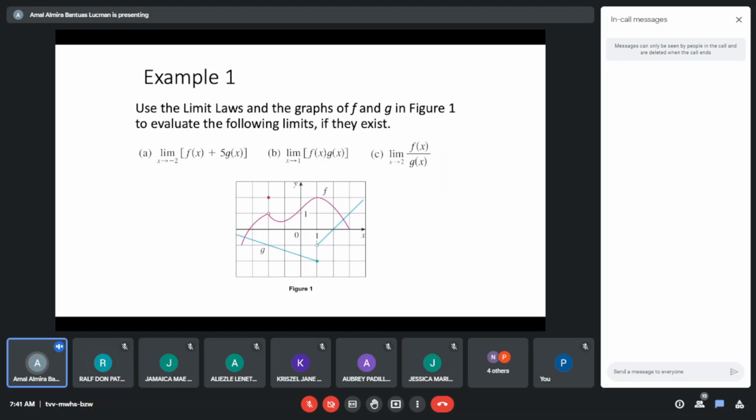Yes, ma'am. Okay. So this one is the product. What is the limit of f of x as x approaches 1? 2. What is the limit of g of x as x approaches 1? What is the limit here, class?